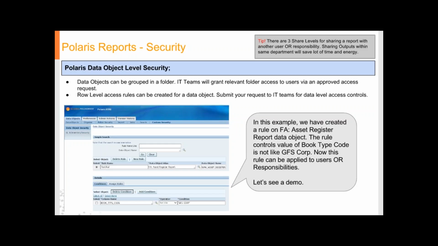All right. So it is important that we control the data object access. Under data object access, as I showed you yesterday, the data objects are collected into data object folders, and those folders will be granted access to the respective groups. That was the first topic I described to you yesterday. That's the feature I'm referring to: data objects can be grouped in a folder. IT teams will grant relevant folder access to users via an approved access request.